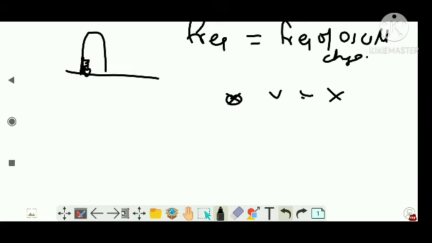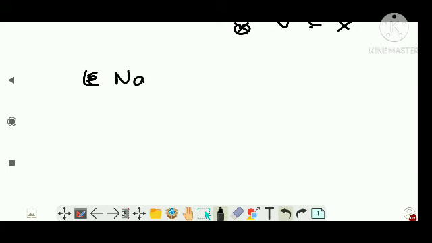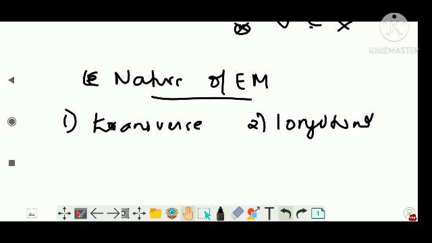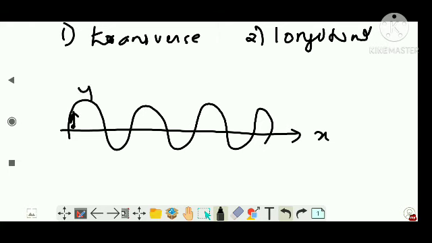Clear? Now you are asked, what is the nature of electromagnetic waves? The next heading is nature of electromagnetic waves. Now you have to know the difference between a transverse wave and a longitudinal wave. You have learned this in your 11th class. So what is a transverse wave? Suppose this is our wave, and the propagation is in this direction, let's say x, whereas each particle is displacing from its mean position in the y direction. So each particle in the wave is moving perpendicular to the direction of propagation. Those types of waves we term transverse waves.